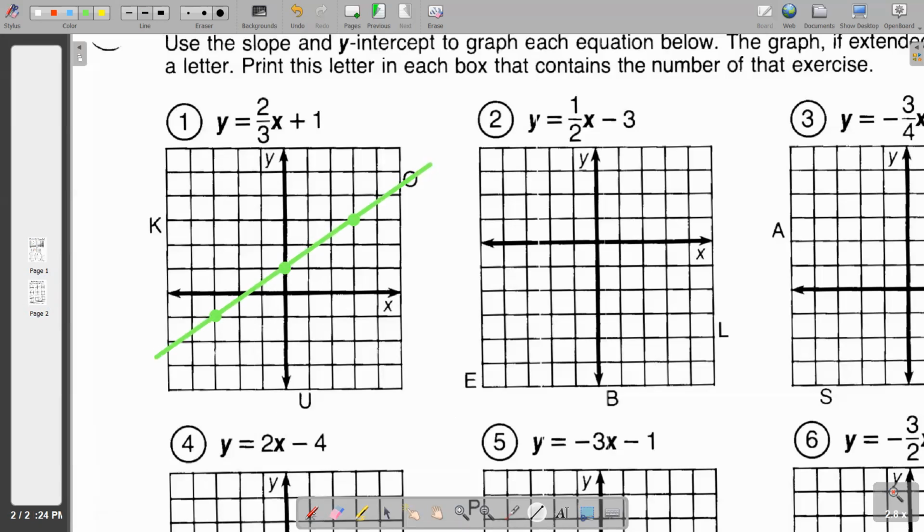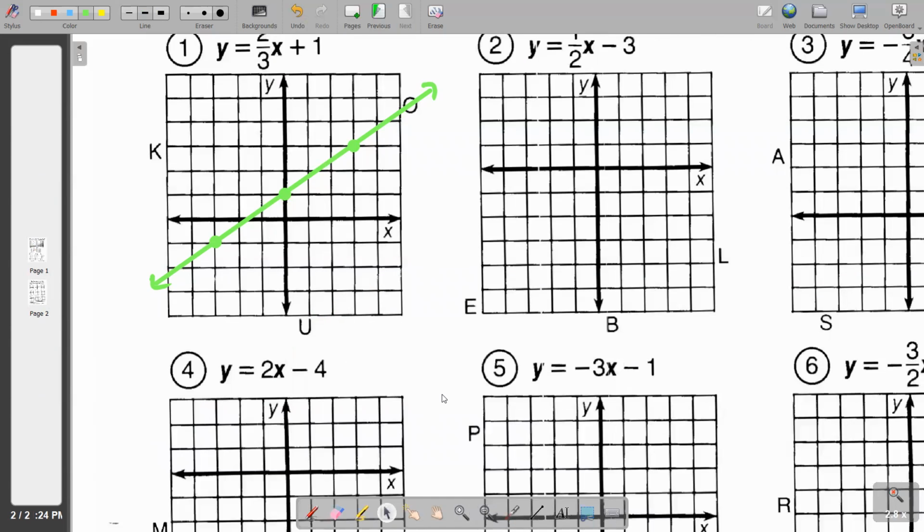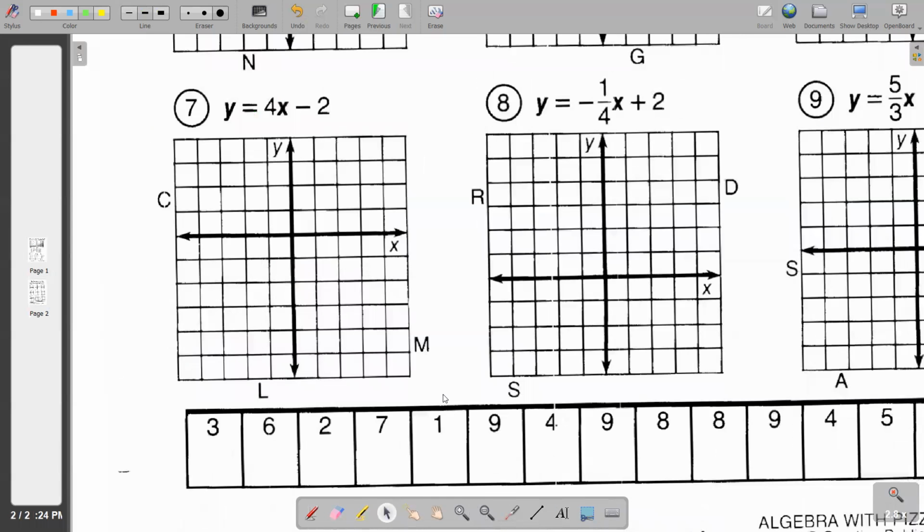The idea on this page is that the line will extend through a letter on the outside of the grid. In this case, you can see it slashes right through the letter O. So we're going to go to the bottom of the page, and where it says problem number 1, we're going to put the letter O.